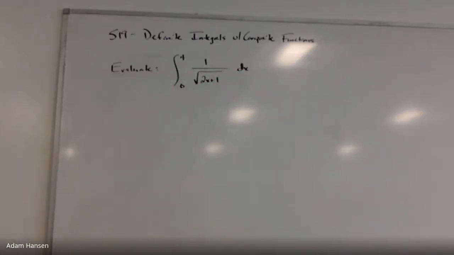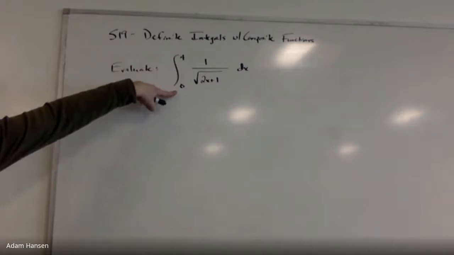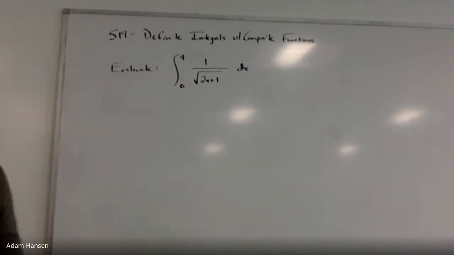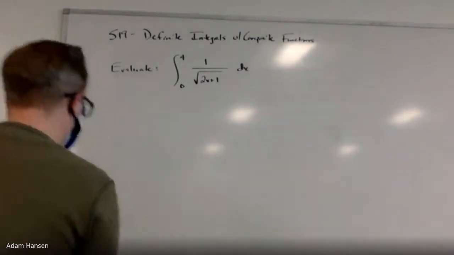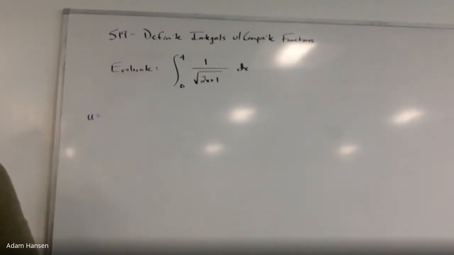So by the fundamental theorem, I can evaluate this definite integral by doing capital F of b, this 4 here, minus capital F of a, this 0 here. We're going to plug in and evaluate the antiderivative with 4 and 0. So I probably need to first find the antiderivative. What is the U substitution? What's the inner function?